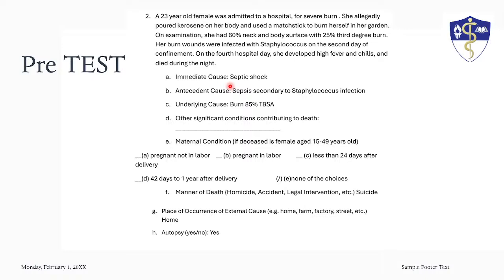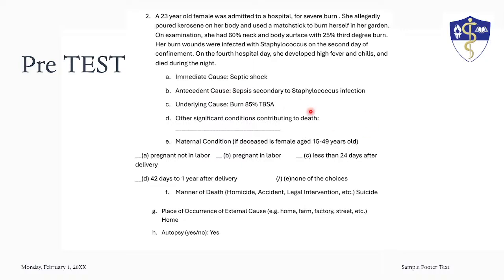Underlying cause, burn, 85% TBSA. Okay, so we're going to go for it. Maternal condition, none of the choices. She's a female, the age is 15 to 49 years old. You have to check. So it's none of the choices. Very good. And then manner of death, it's a suicide. Very good. She noticed it already. Place of occurrence of external cause, home. Very good. Autopsy, yes. Okay, so it's okay.